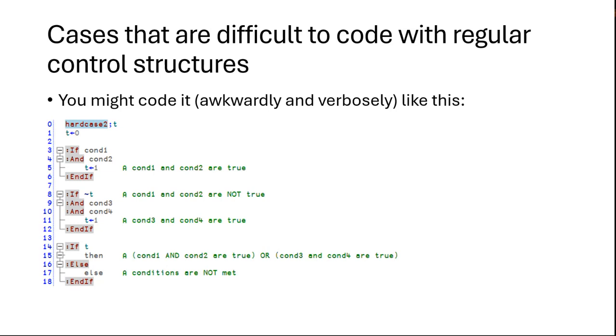So this one is simple: I'm using a temporary variable t, I set it to 0, I evaluate condition 1 and condition 2, and if it's true, I set t equal to 1 because condition 1 and 2 are true. Then I'd structure another one. And now this seems silly, I would admit, and you'd be unlikely to code it this way.